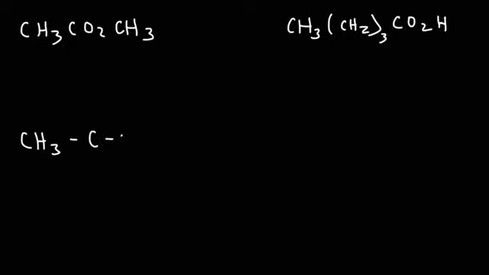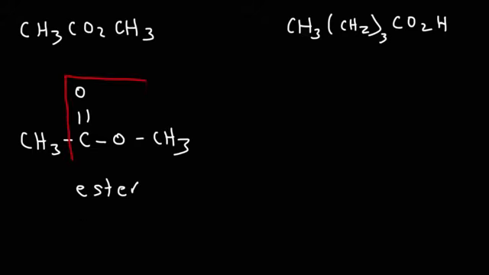It's not going to be like this because carbon doesn't have 4 bonds. Instead, the CH3 is going to be attached to a carbon. We're going to have a carbonyl group and then an oxygen attached to a CH3. So this functional group is known as an ester. An ester has 2 oxygen atoms and it has a carbonyl group.